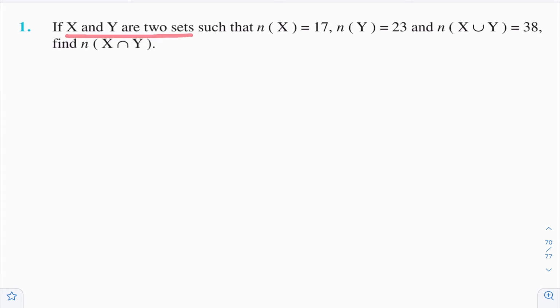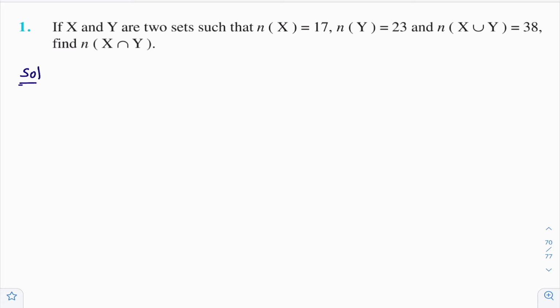N of X is given. That means the number of elements in set X is given. Number of elements in set Y is also given. Number of elements in X union Y is also given. They are asking for the number of elements in X intersection Y. Actually, this problem is very easy.